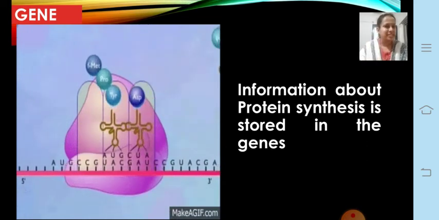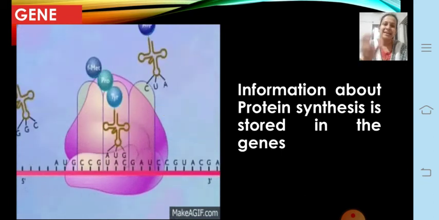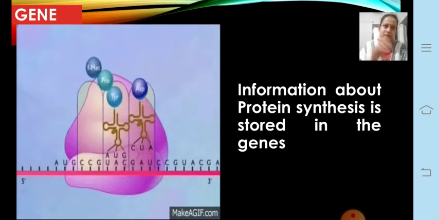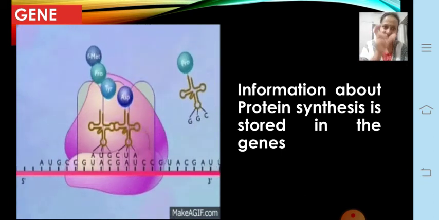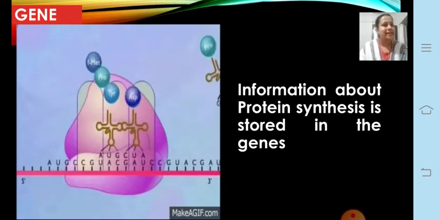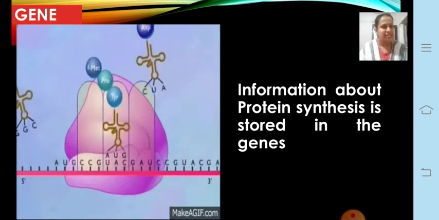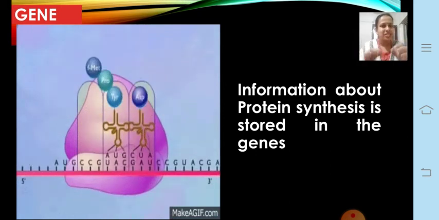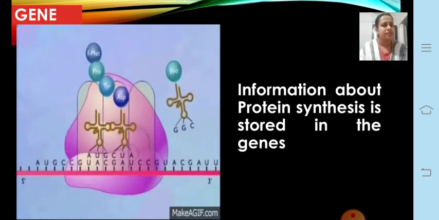And how is this messenger RNA formed? Messenger RNA is formed from DNA. Okay, the segment of DNA, that is a gene. From the gene, a single strand of mRNA is formed. That is messenger RNA is formed, which carries the message for the synthesis of protein.